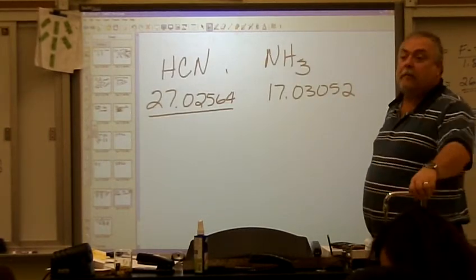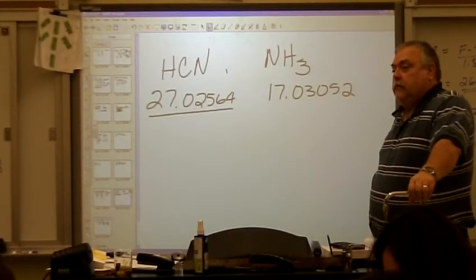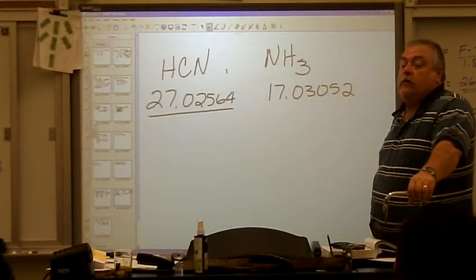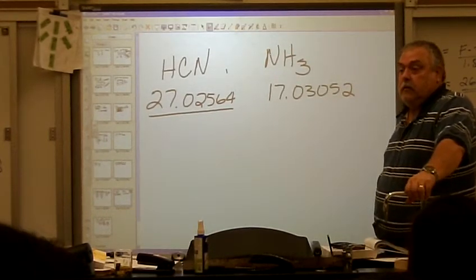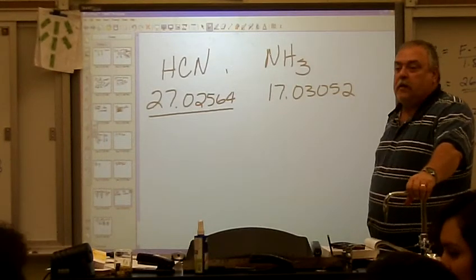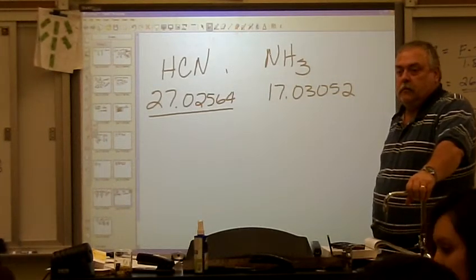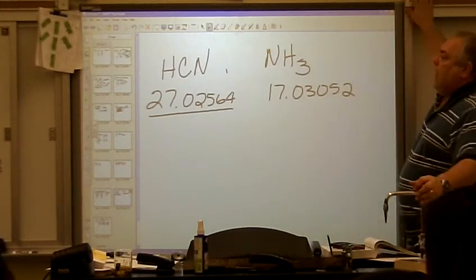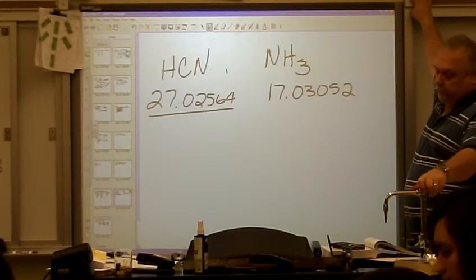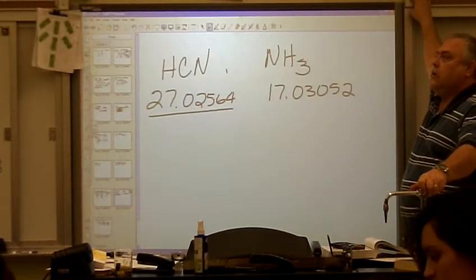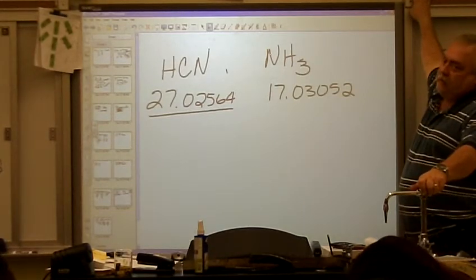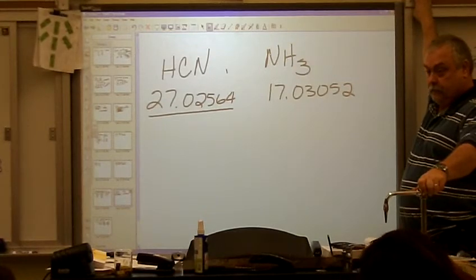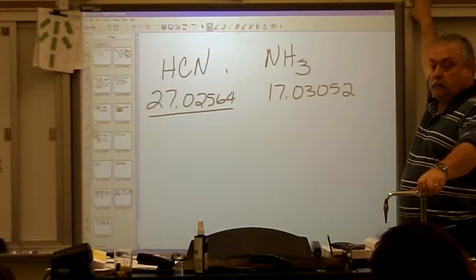So here's what we know automatically. Which one are you going to smell first? The lighter one, which just happens to be ammonia. All right, now what I want to know is this: how much faster is it? How many times faster is it? You have to put it into that equation and plug them both in.